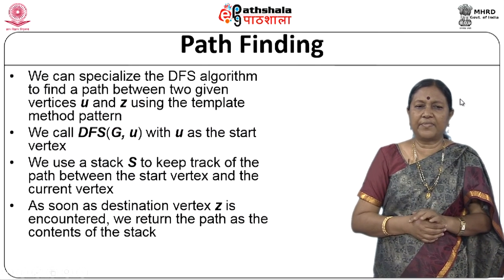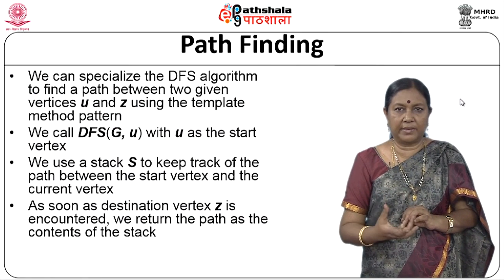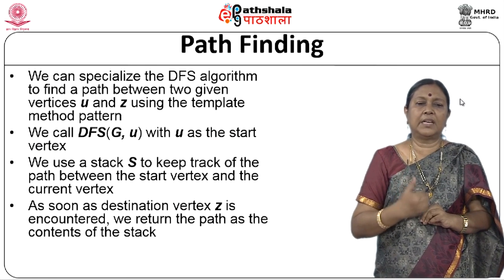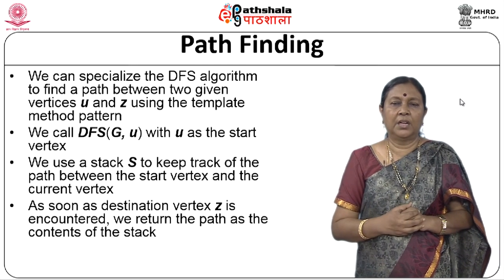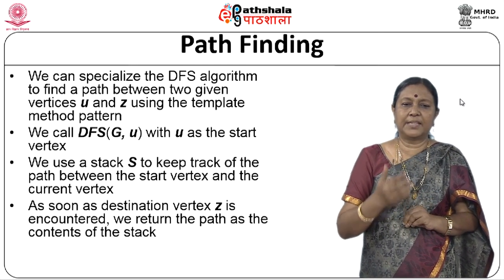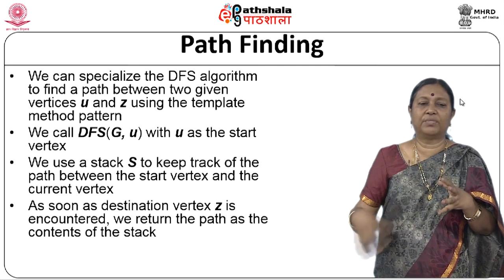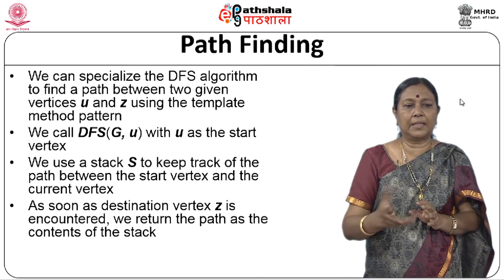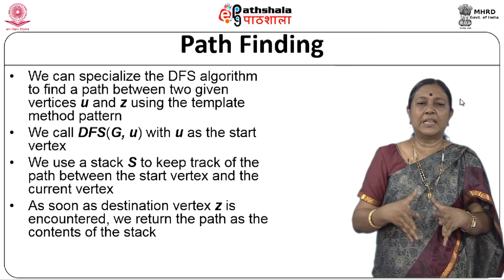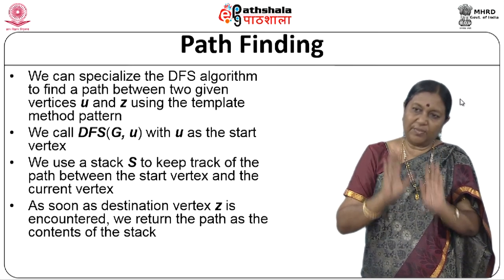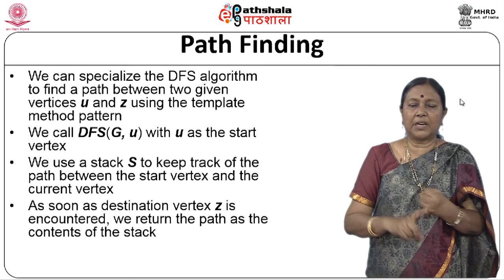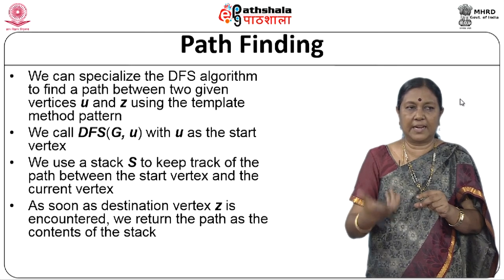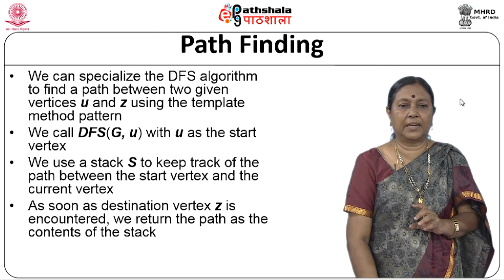Now, we can specialize the DFS algorithm to find a path between any two given vertices U and Z using the template method pattern. We can call DFS(G, U) with U as the start vertex. We can use a stack S to keep track of the path between the start vertex and the current vertex, so that you get the path of vertices also. As soon as the destination vertex Z is encountered, we return the path as the contents of the stack. So, this is a very easy implementation for path finding. It just follows the DFS algorithm, except that you start with U as the vertex, and in the middle of the DFS algorithm, if you reach the specified destination Z, then you stop. So, that is the path finding algorithm.